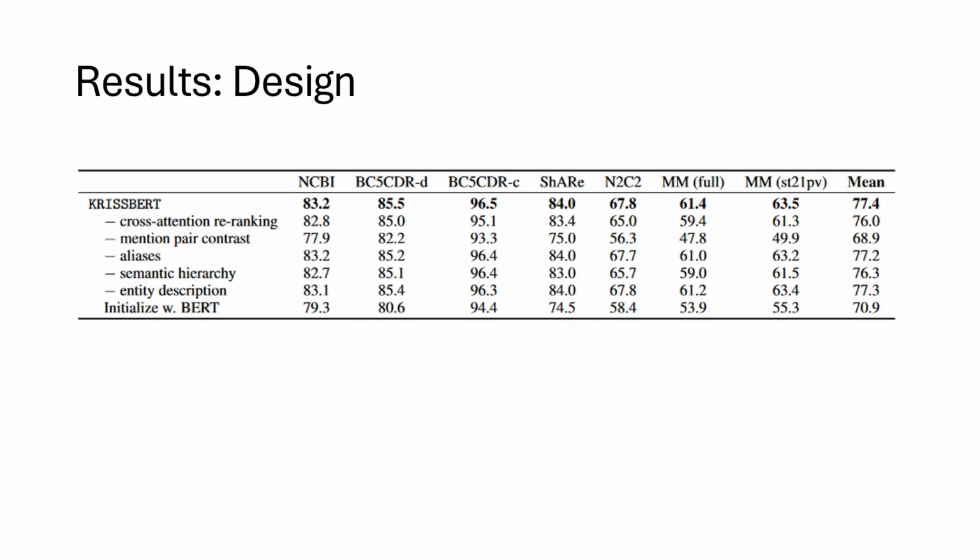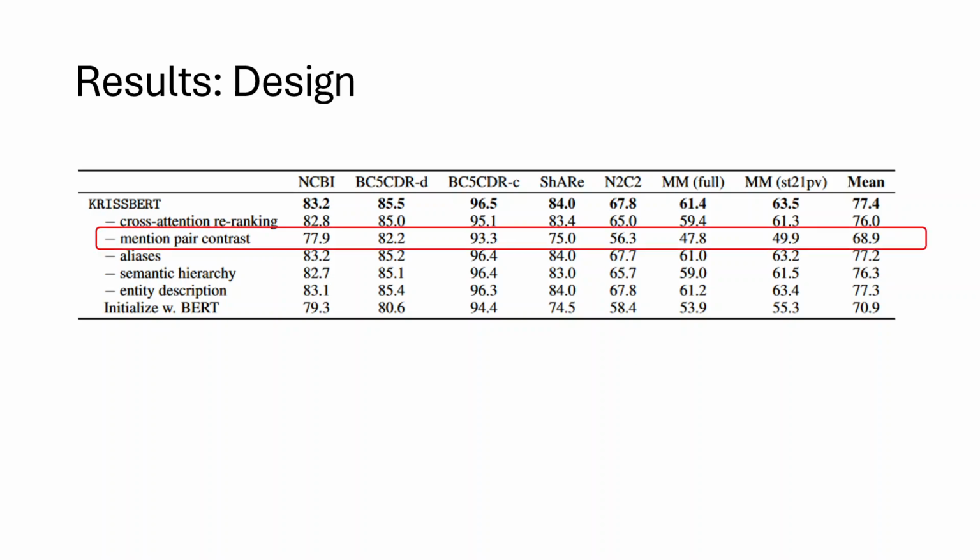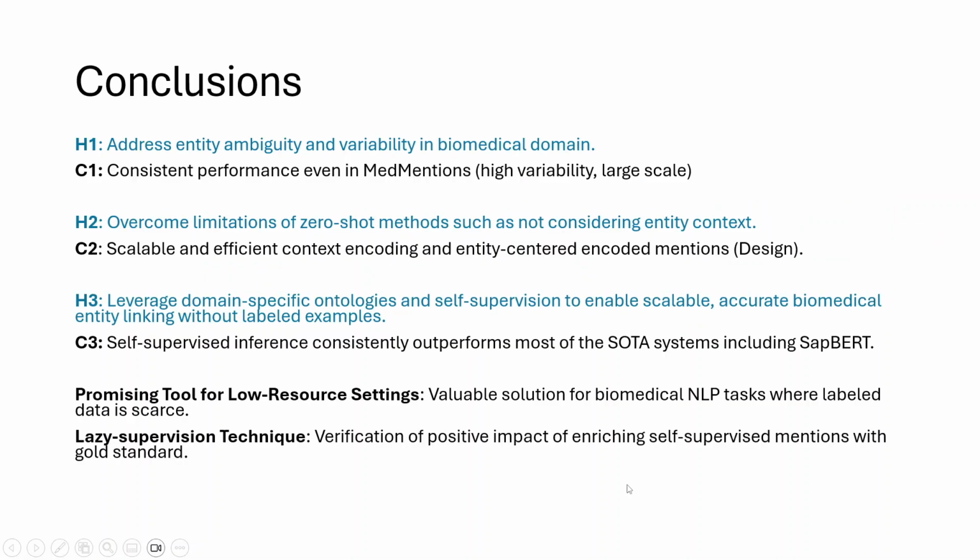What are the most important results in the design? Here we have an ablation study of the different elements of the design. What we can see is that this mention-pair contrastive self-supervision is what really improves the base model. Another thing we can see is that the difference between initializing using BERT or PubMedBERT, which is the one they use, also improves the results significantly.